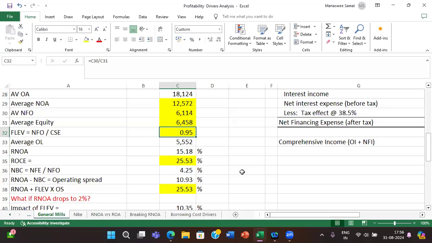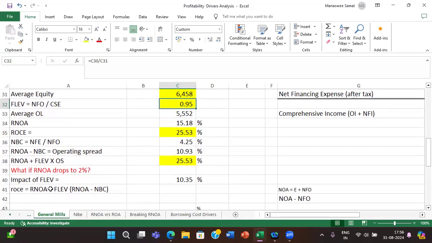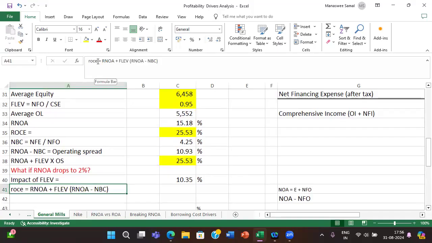And you require the other component, NBC. If you connect to the overall equation, what is the overall equation we talked about in the class? This is the equation, right? ROC should be in capital, isn't it? ROC is equal to RNOA plus FLAV into (RNOA minus NBC).